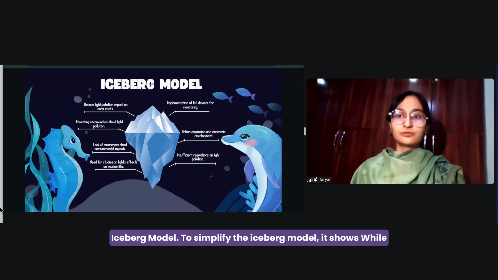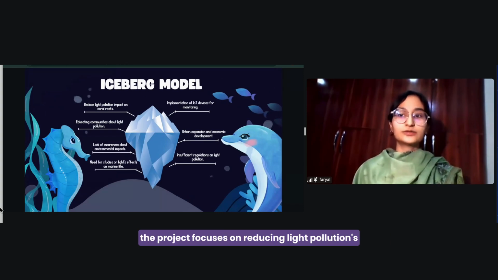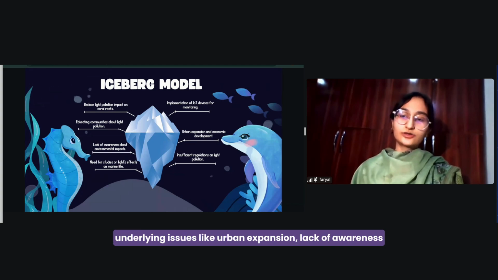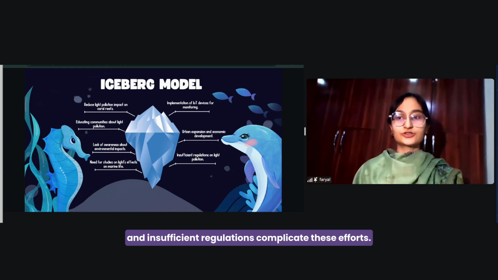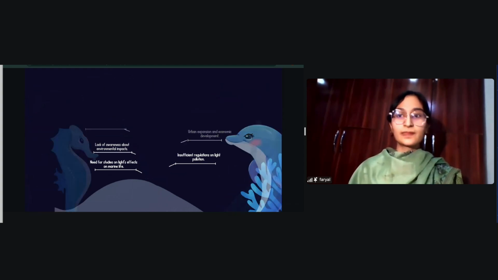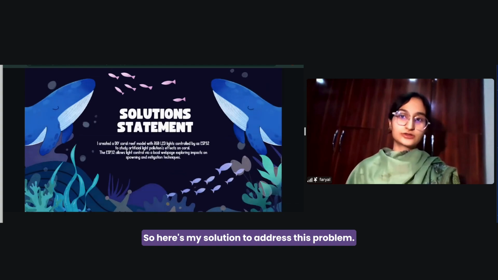Iceberg model. To simplify the iceberg model, it shows that while the project focuses on reducing light pollution's impact on coral reefs through technology and awareness, underlying issues like urban expansion, lack of awareness, and insufficient regulations complicate these efforts. Addressing these deeper causes is crucial for lasting success. So here's my solution to address this problem.